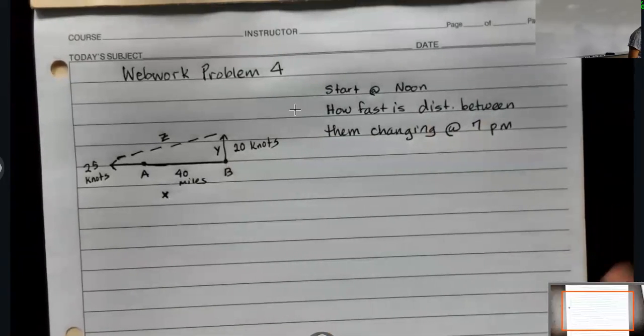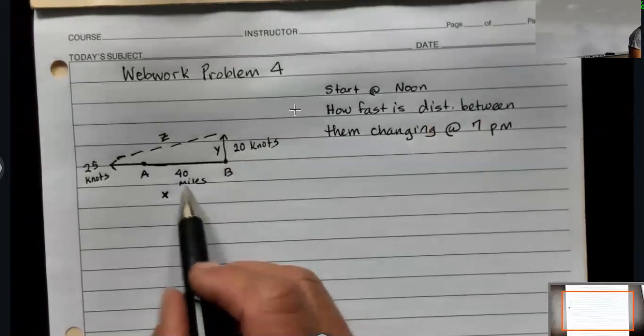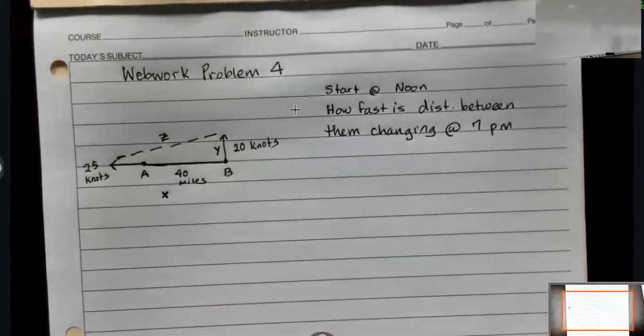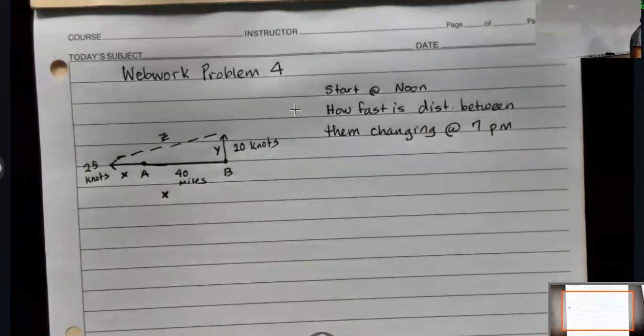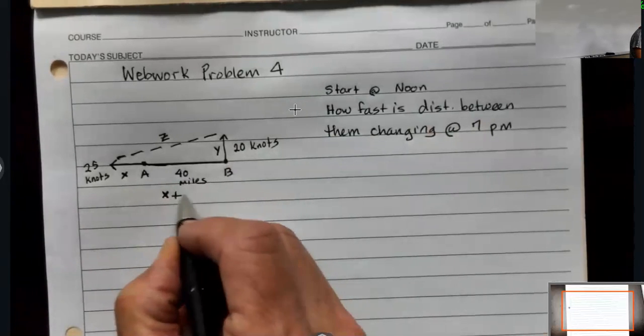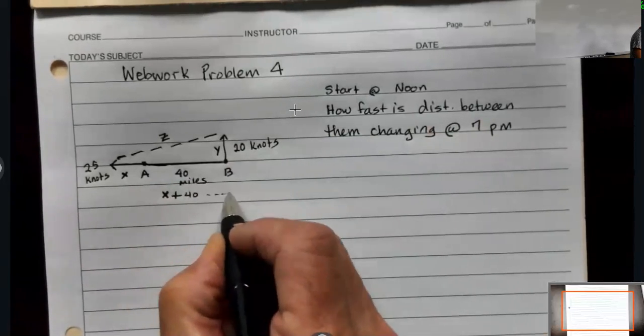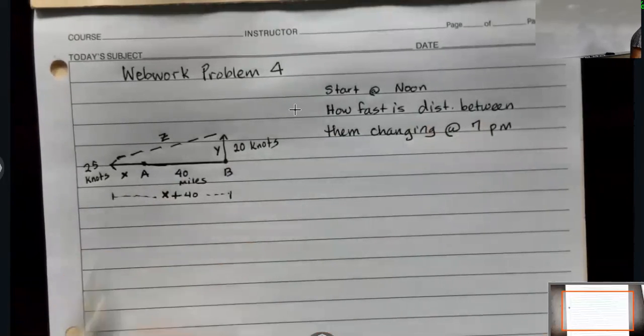And so, I guess I need to incorporate the 40. They start 40 miles apart. So let's let x be the distance traveled after 12 noon, so that the total distance between them here is going to be x plus 40. Okay? Y is the distance traveled north from noon. X is the distance traveled west from noon. So x plus 40 is that total length of that leg of the right triangle.